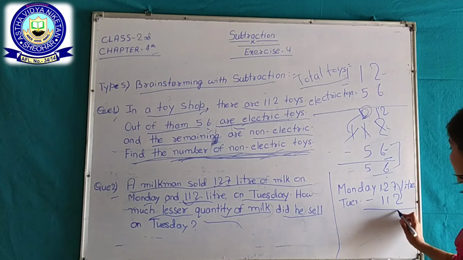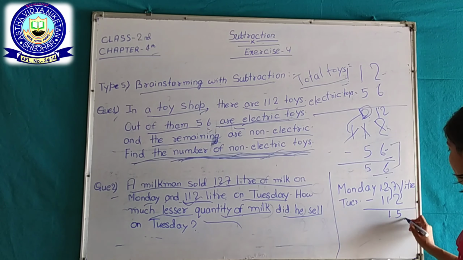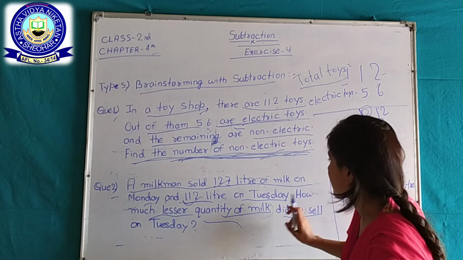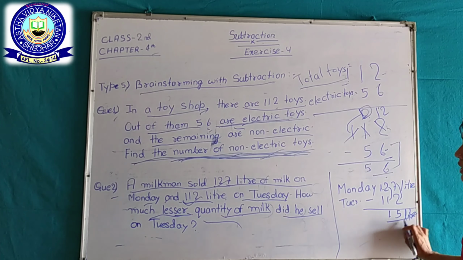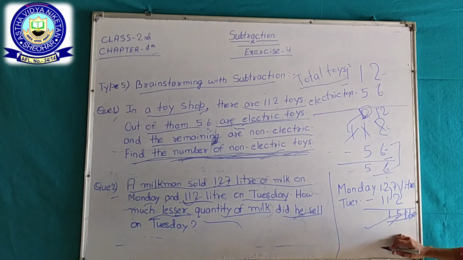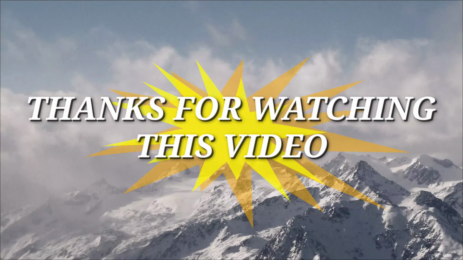7 minus 2 we get 5. 2 minus 1 we get 1. So 15 liters. The quantity of milk is equal to 15 liters that he sold less on Tuesday. This is your answer of this question. Thanks for watching this video.